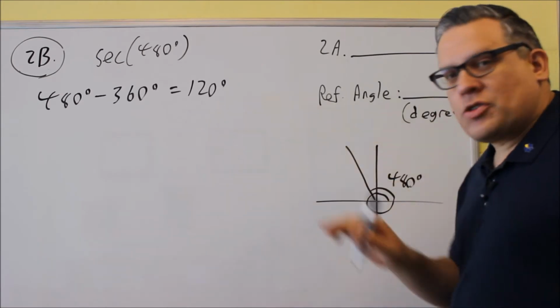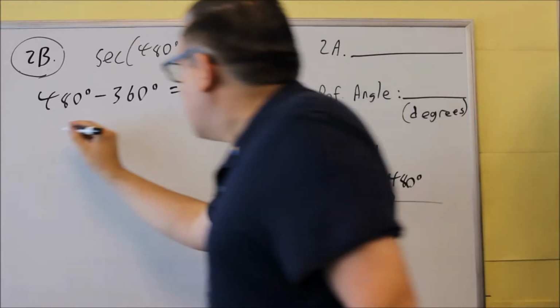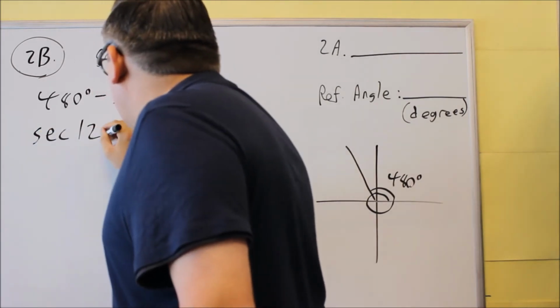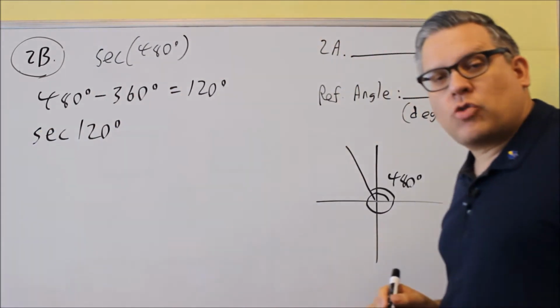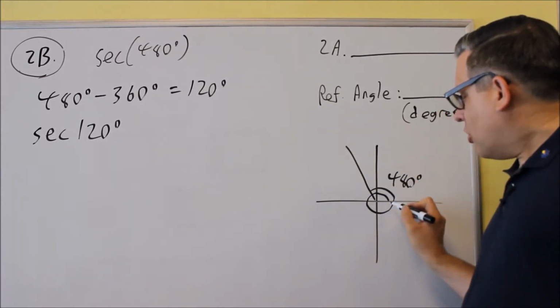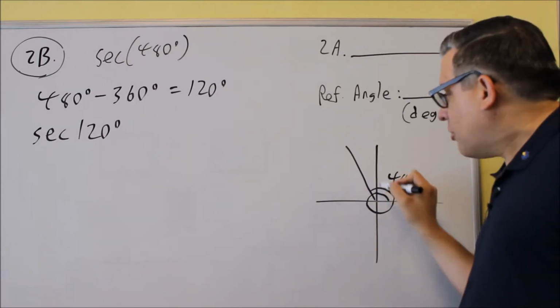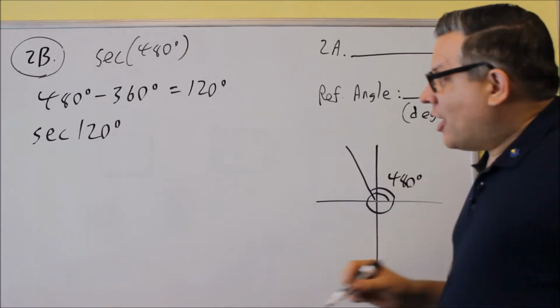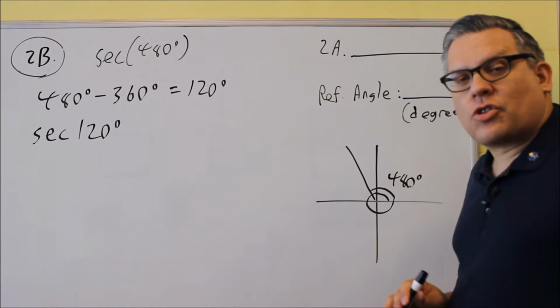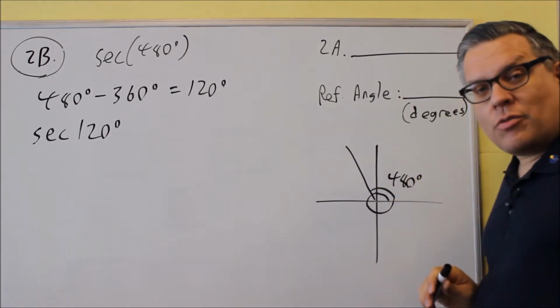But now we'll use the 120, and the 120 is what we're going to use to answer the rest of these. So now I can change my problem into secant 120. The extra 360 doesn't matter because every time you go around 360, you end up at the same angle. That's why extra revolutions of 360 will not change your answers for the value and the reference angle.